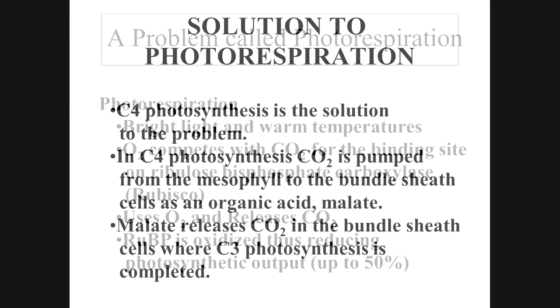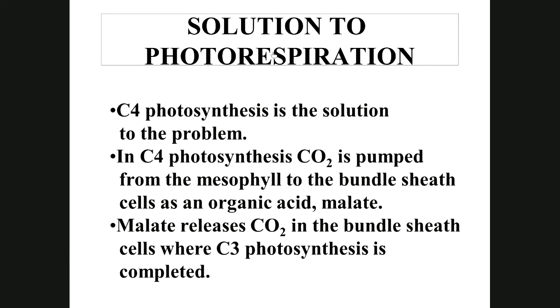Well, there's a solution. The plant has a way to get around that. That happens and the plant will live with it. Photorespiration happens. But the plant has a way to get around photorespiration and a part of the plant itself. It's called C4 photosynthesis as a solution to photorespiration.